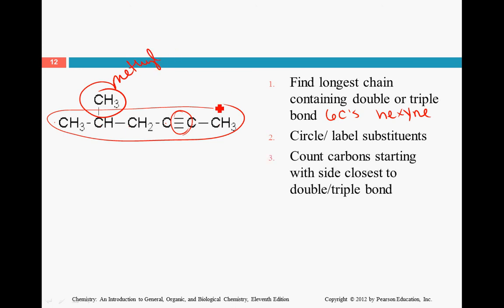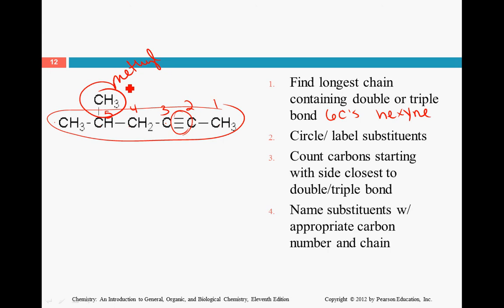Count the carbons. 1, 2, so on the second carbon is the triple bond, 3, 4, and then on the 5th carbon is the methyl group. So 5-methyl-2-hexyne. On the 5th carbon there's a methyl group, 6 carbon chain. On the second carbon there's a triple bond.